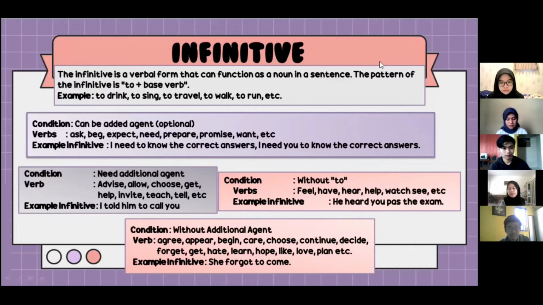Simple infinitive: I need to know the correct answer. In this sentence, no agent is needed. And then, I need you to know the correct answer. In this sentence an agent is needed, and the agent is you.